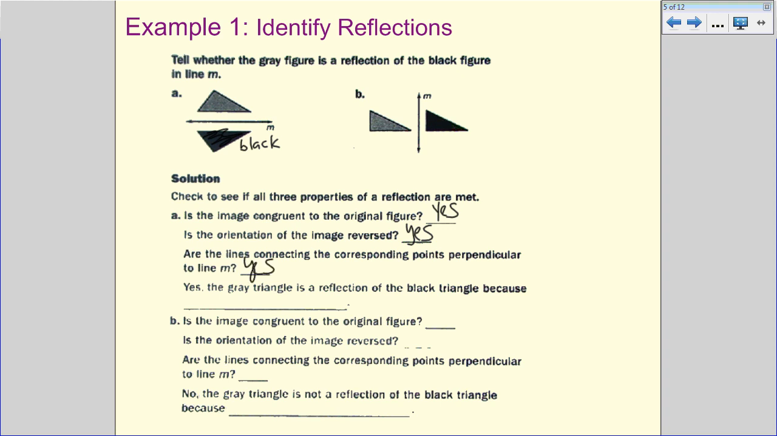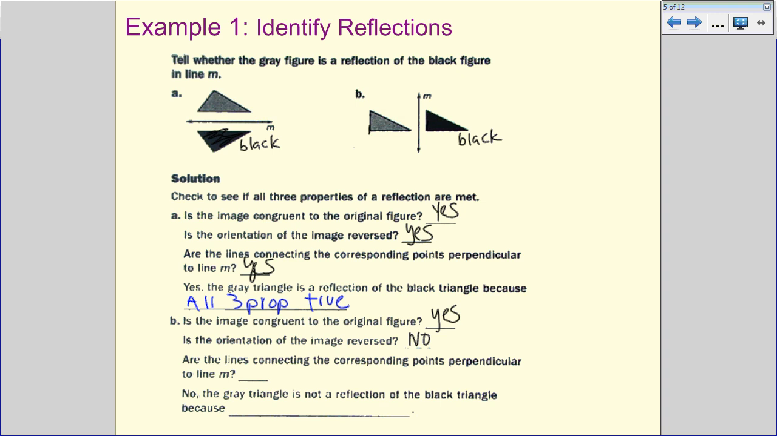Yes. And so because of that, the gray triangle is a reflection of the black triangle because all three properties are true. So if we look at B, this is our black image, our original, the gray one's the image on the left. Is the image congruent? Yes. But is the orientation of the image reversed? Well, no. This flat, straight side is on the left-hand side. So for this one, it's not reversed.